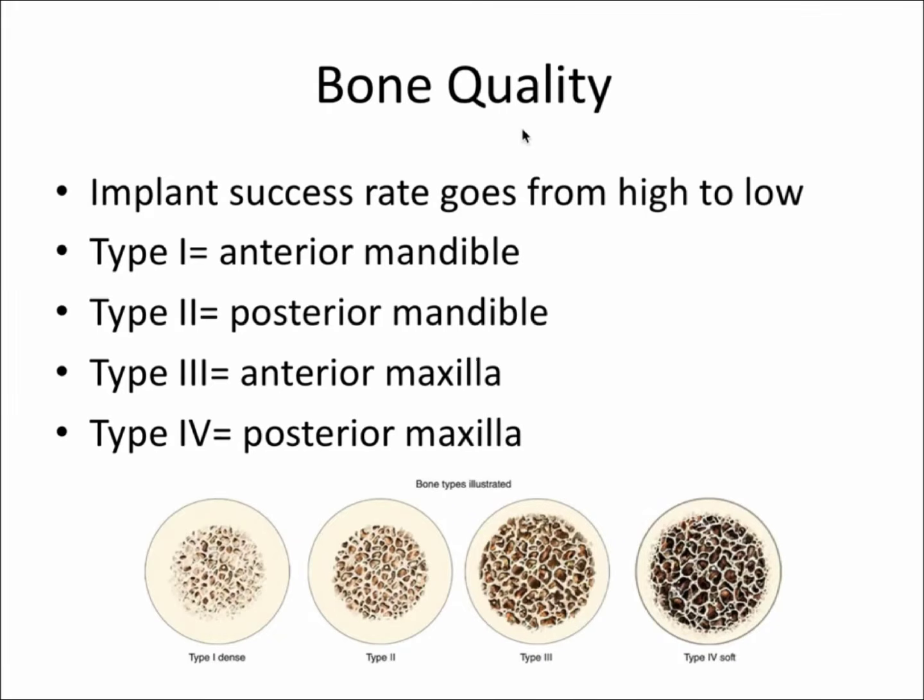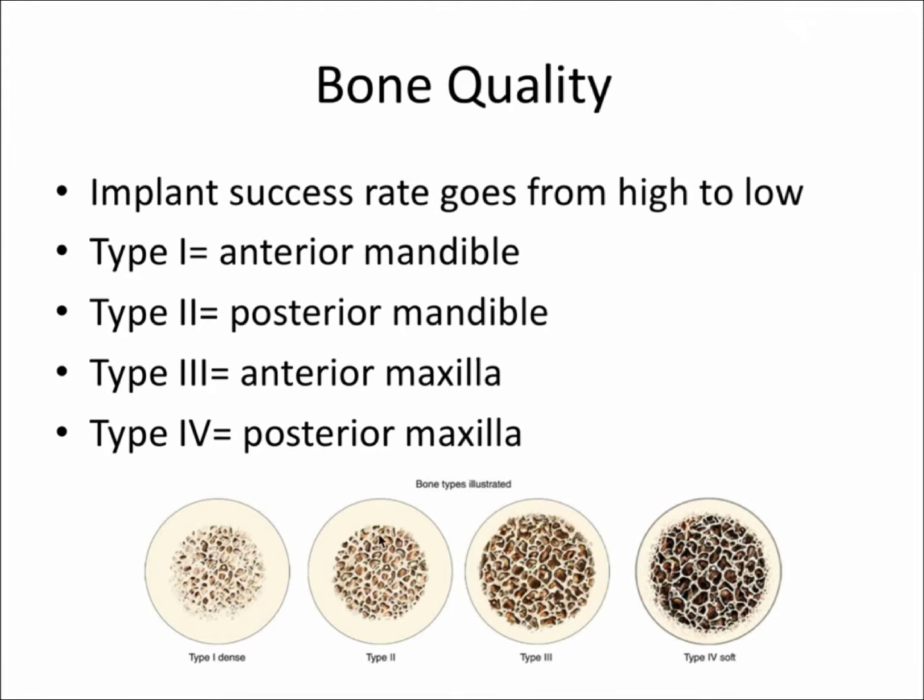So we have to talk about bone quality, because not all bone is created equal. And so in this list, implant success rate goes from high to low. So from the type 1 bone is pictured here on the left. This is dense cortical bone. It provides the best primary stability, but it does have some poor secondary stability due to poor blood supply, but that initial bone is so nice and dense and provides a great amount of primary stability to work with. This is found in the anterior mandible region.